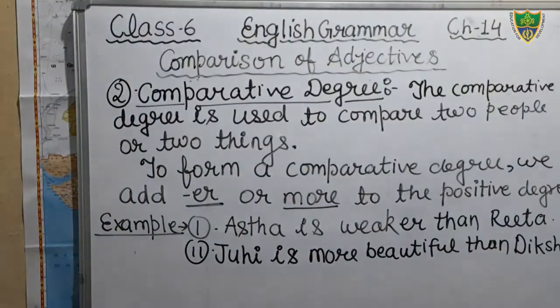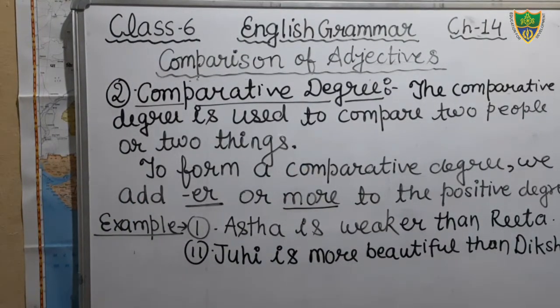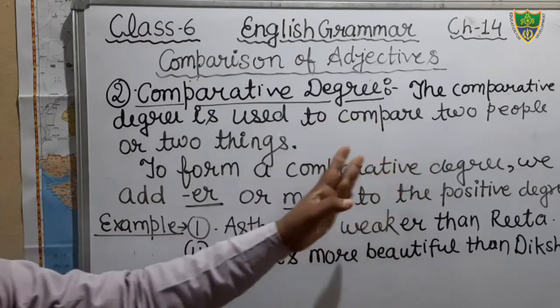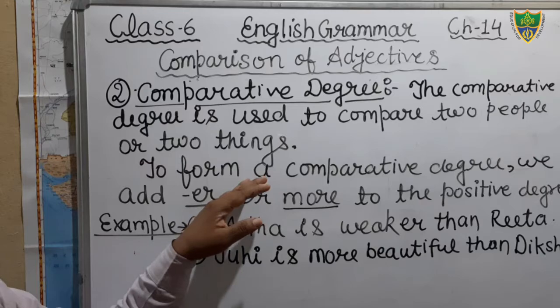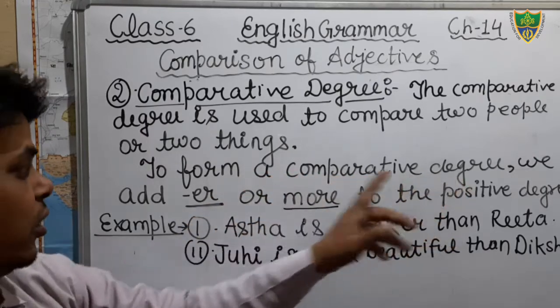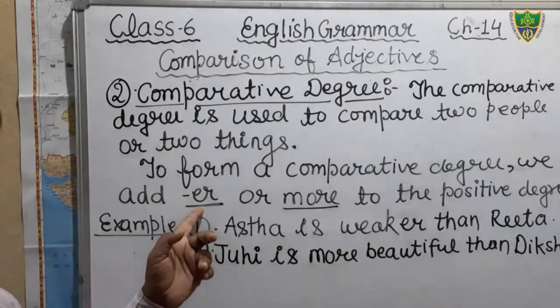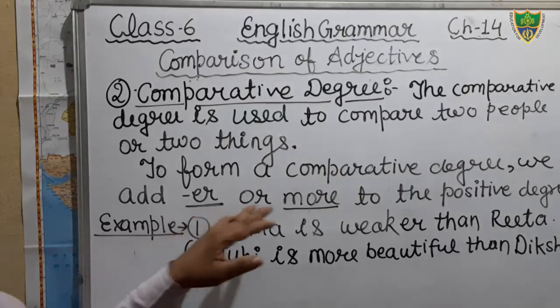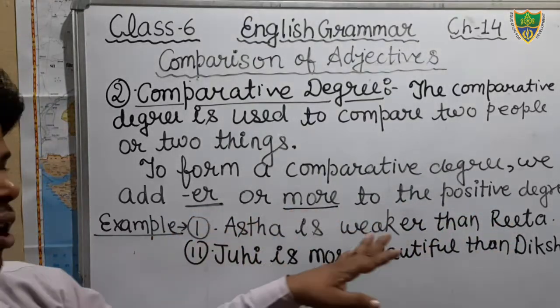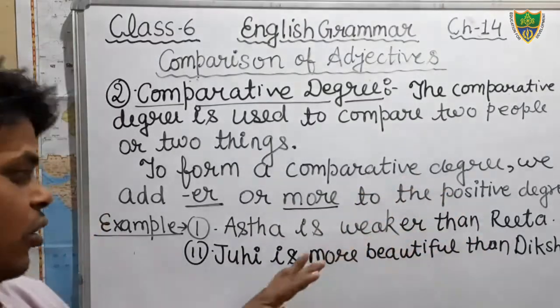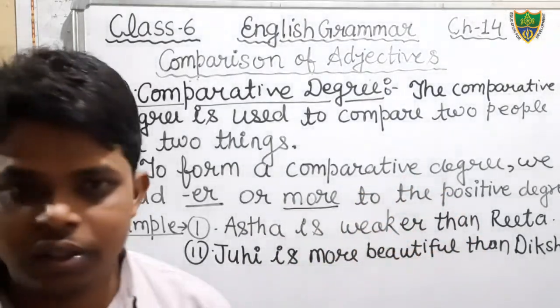You write about comparative degree. In comparative degree we compare two people or two things, and how do we form? To form the comparative degree we add ER or more to the positive degree. Example we can see, Astha is weaker than Rita. Juhi is more beautiful than Diksha.